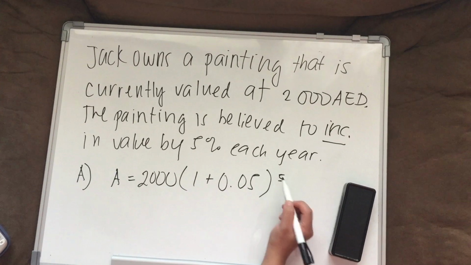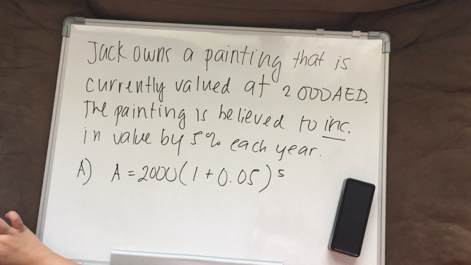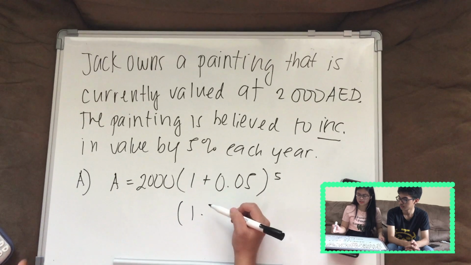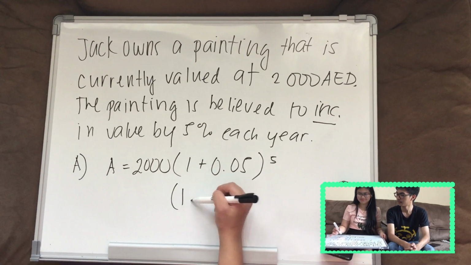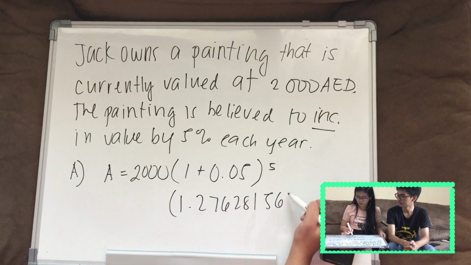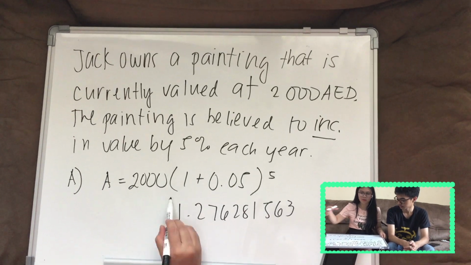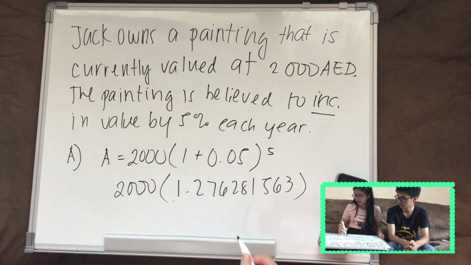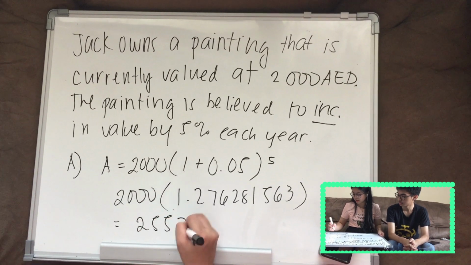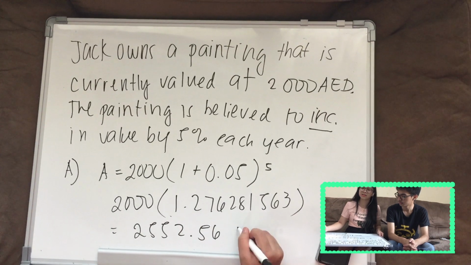So first, solve for the ones in the parentheses. That would be 1.05 raised to 5, which is going to be 1.27 and so on, times 2,000. So the final answer is 2,552.56 dirhams.